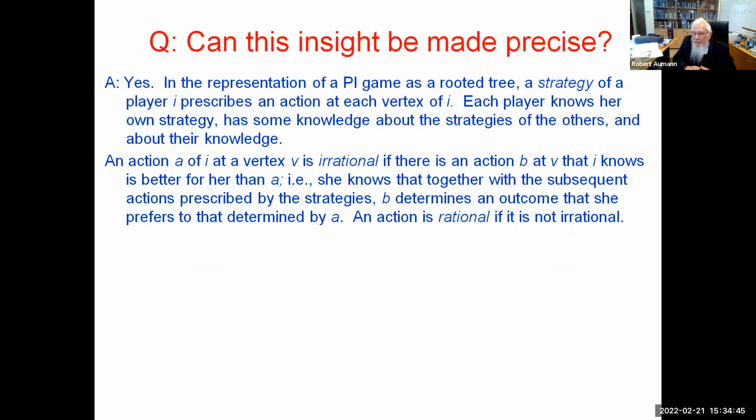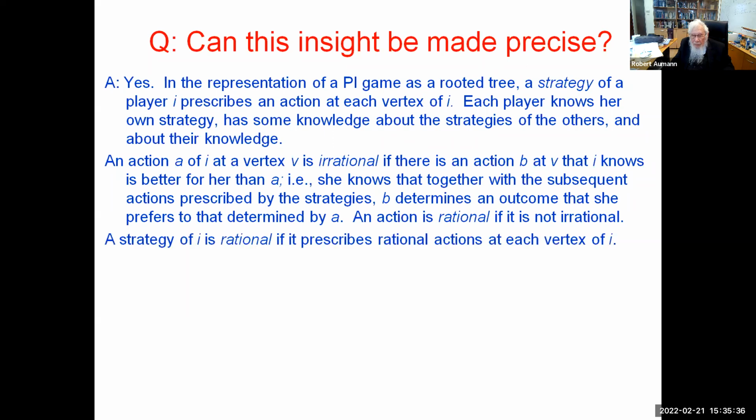Let's look at this definition. An action A of I at a vertex V is irrational if there is an action B that I knows is better for her than A. Now, what do we mean by better for her than A? We define that as follows: she knows that, together with the subsequent actions prescribed by the strategies, B determines an outcome that she prefers to that determined by A.